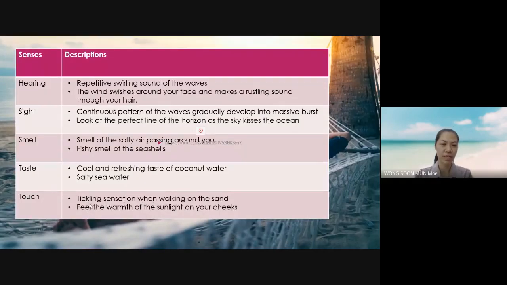So you can say you have a tickling sensation when walking on the sand. You know what's tickling? All right, a tickling sensation when walking on the sand. Or you can even say you feel the warmth of the sunlight on your cheeks. Okay, this is how you describe your five senses.